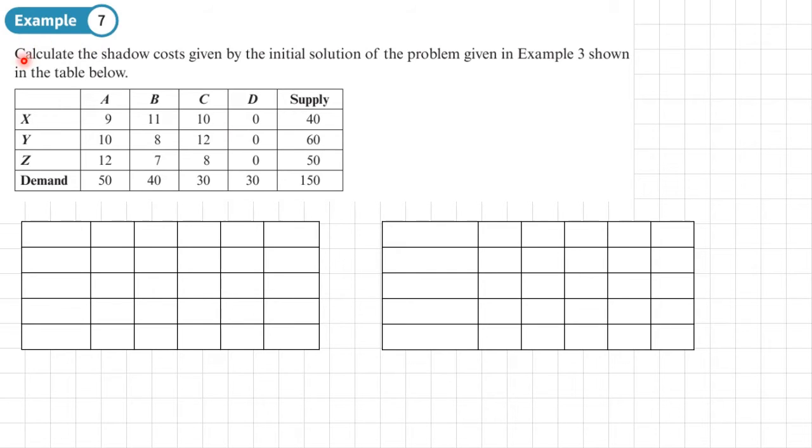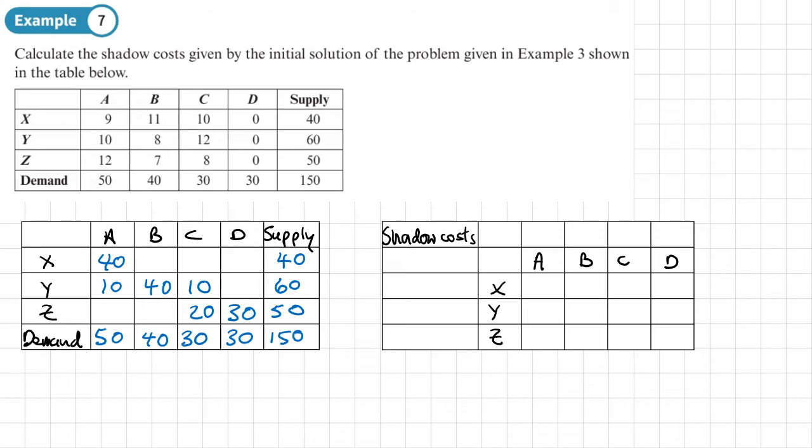Example 7. Calculate the shadow costs given by the initial solution of the problem given in example 3 shown in the table below. So we worked out the initial costs already in the example. If you need to watch it again, you can go back and do that. But I'm just going to put in the result of what we got, the actual initial solution. Right, so this is the complete table from that example. So this showed the initial solution using the Northwest method.